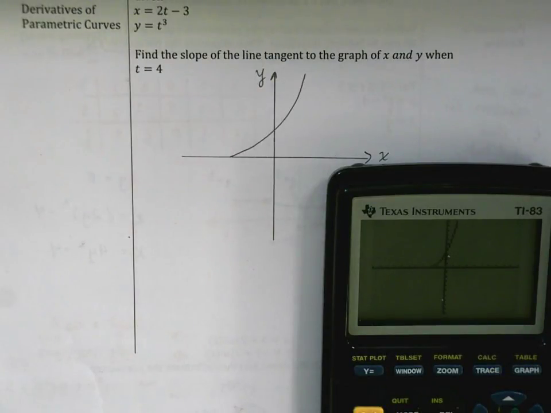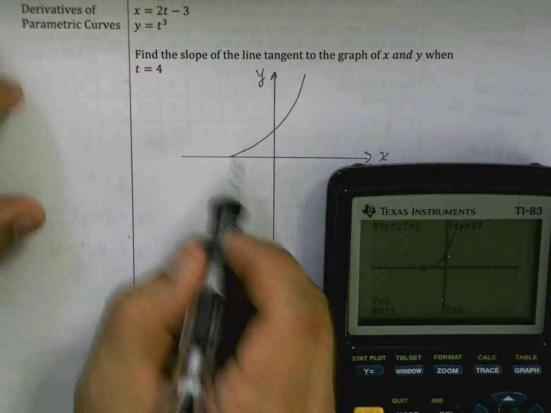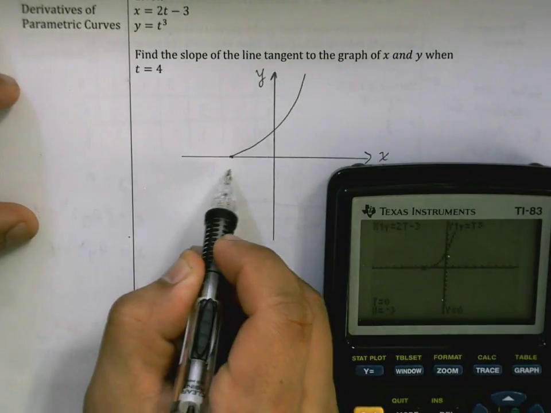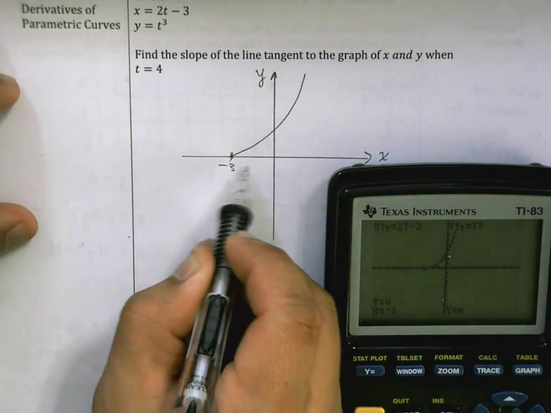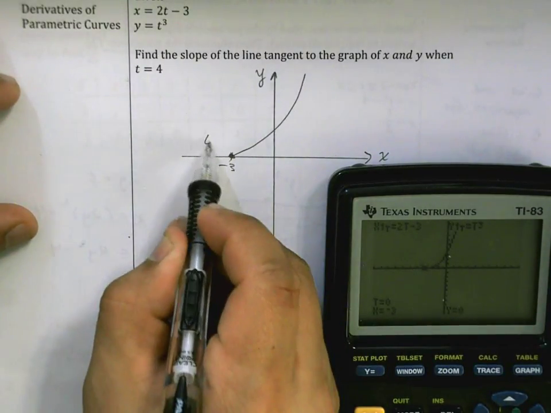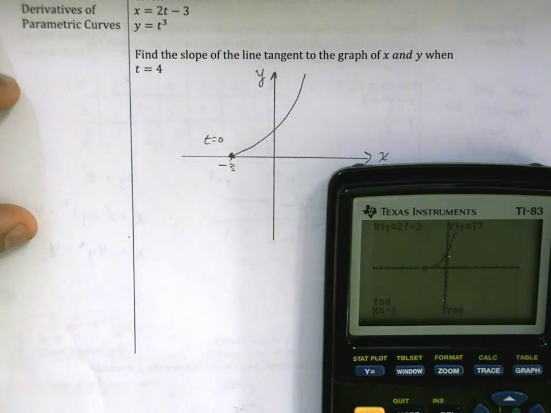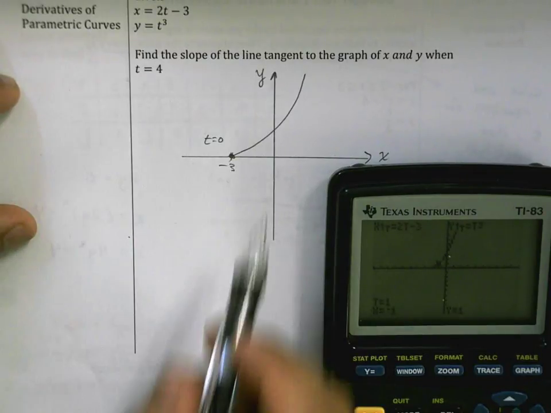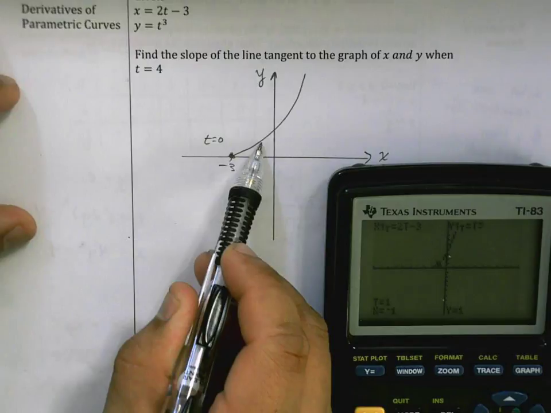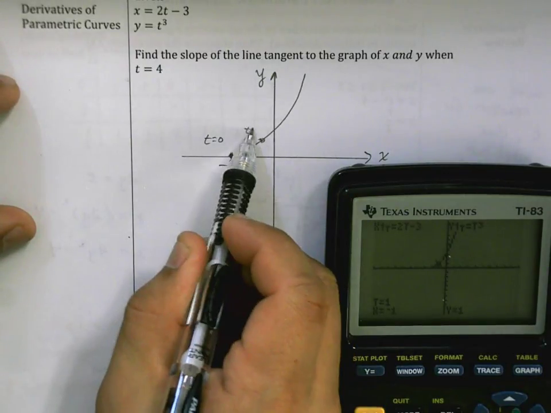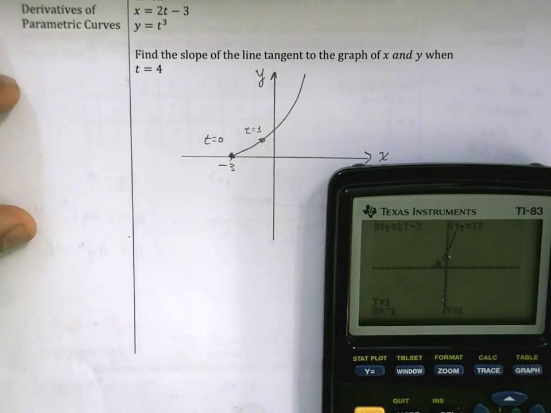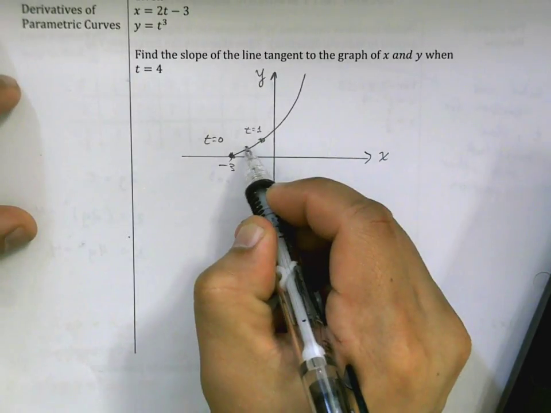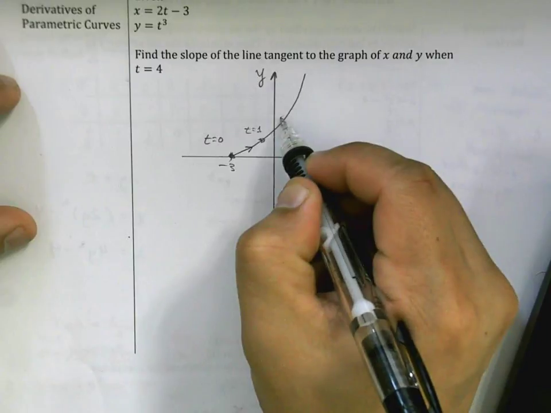And now also, if I use the trace feature on my calculator, type in t equals 0, I get that x is equal to -3 and y is equal to 0. So basically that means this point here, which I should call -3, but in particular it is when t is equal to 0. And let's just try a few other points. Maybe t equals 1. Then x is equal to -1 and y is equal to 1, so that's right here. Okay, so it basically tells us that the curve is being drawn in this direction.